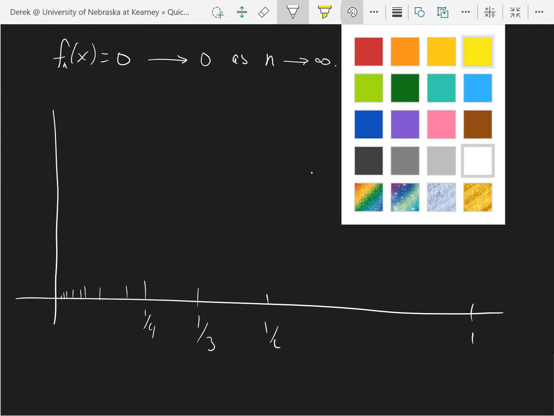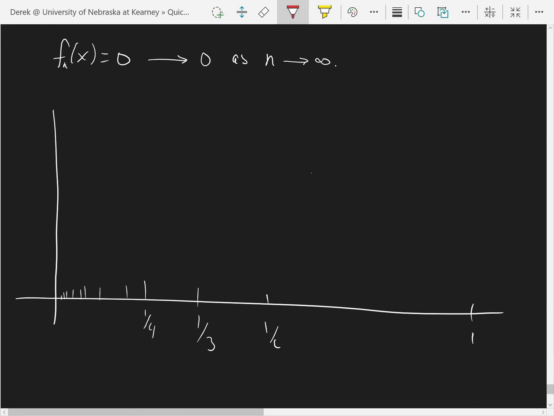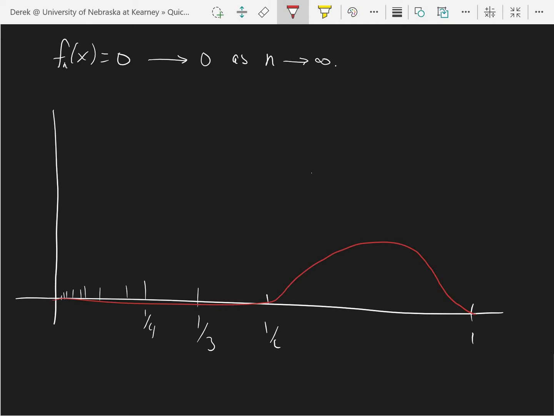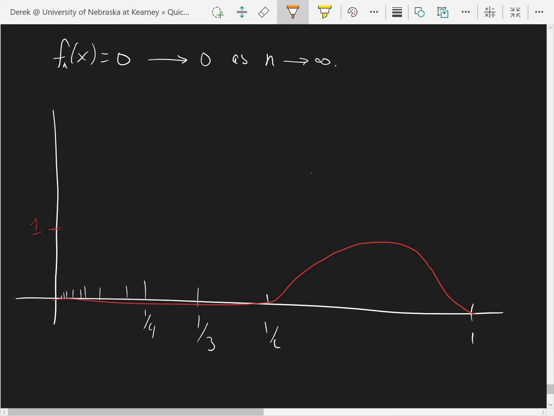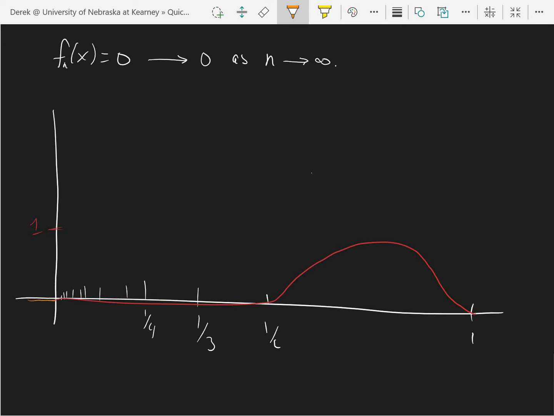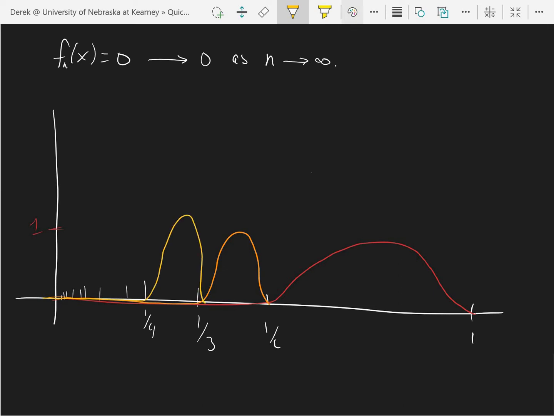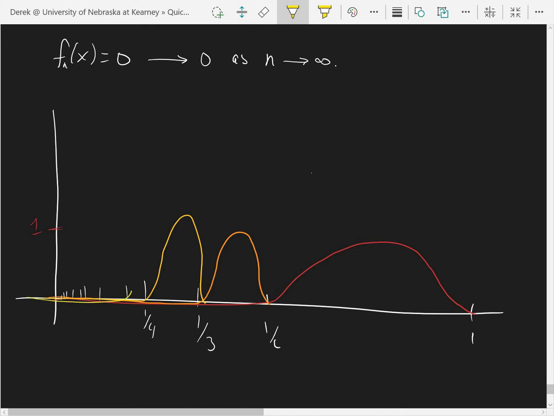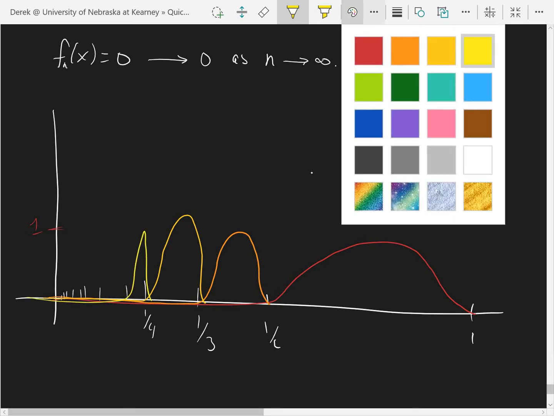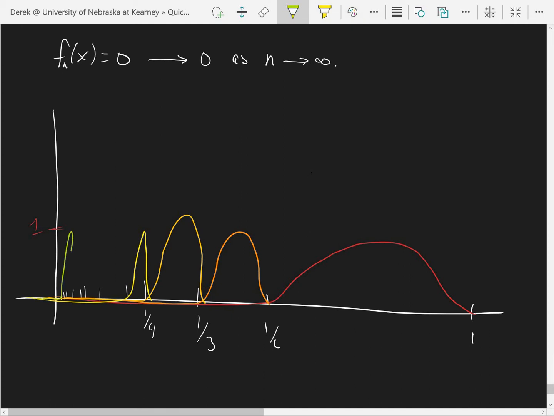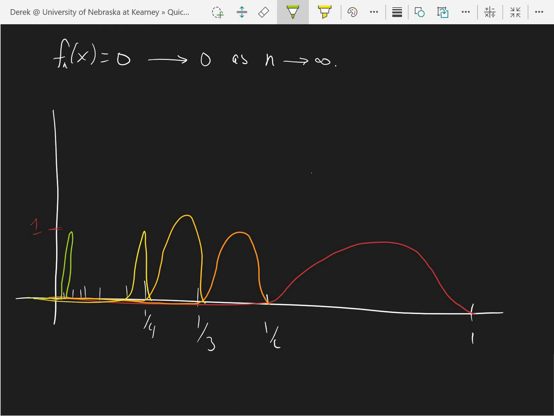And what I'm going to do is our first function is going to be 0, and then it's going to come up and go like this. And the heights of all of these are going to be the same. We're going to have a height of 1 for each of these things. The next one, instead of going up between 1/2 and 1, is going to go up between 1/3 and 1/2. And the next one is going to go up between 1/4 and 1/3. And the next one's going to go up between 1/5 and 1/4, and so on. So down here I've got a really spiky thing, and eventually we see that this thing goes to 0.